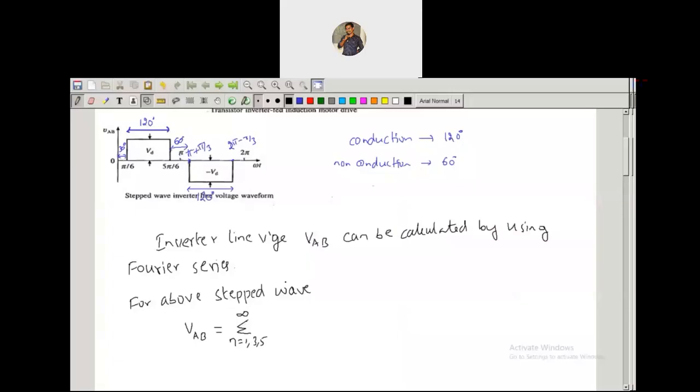So if you have any doubts, you can go through your signals and systems or mathematics, or else you can also contact me after the class on how to get this Fourier series, and it will be 4VD by n pi. I think you have all seen this in your polar currents also. Cos n pi by 6 into sine omega t plus pi by 6. Okay. So this is the line voltage expression.